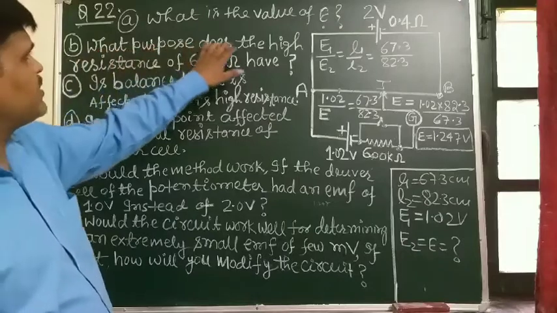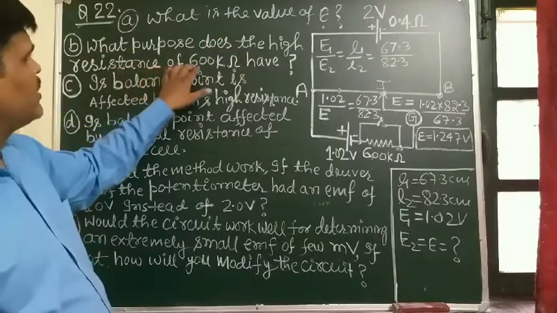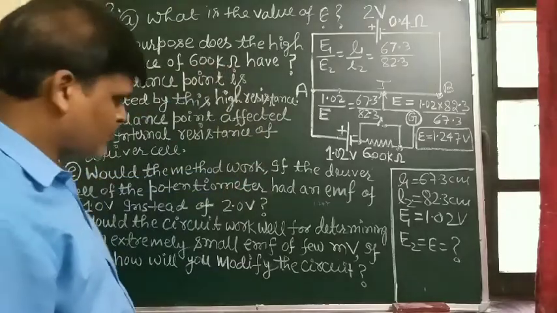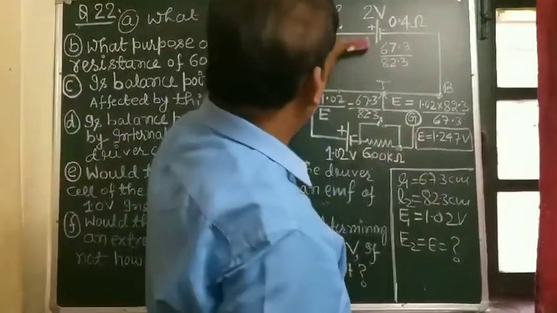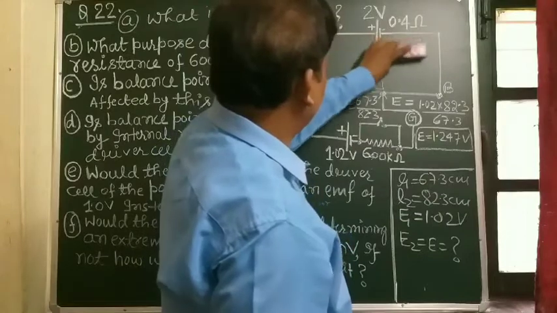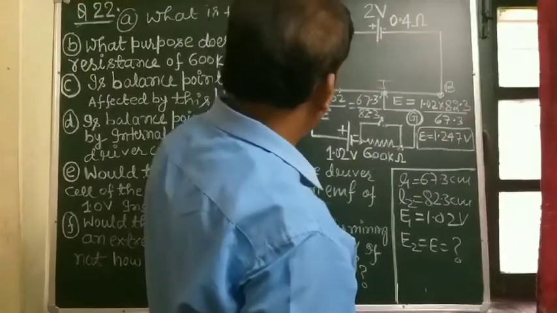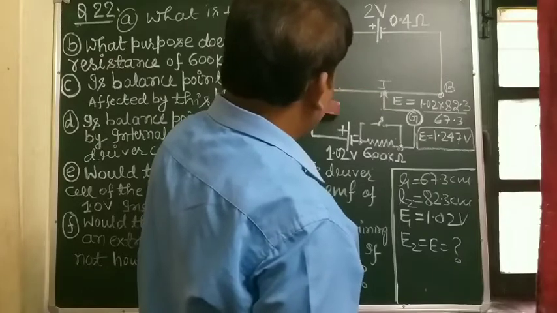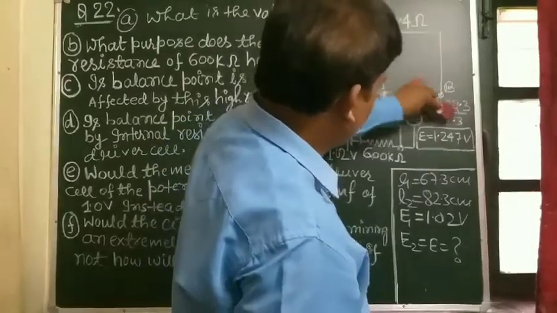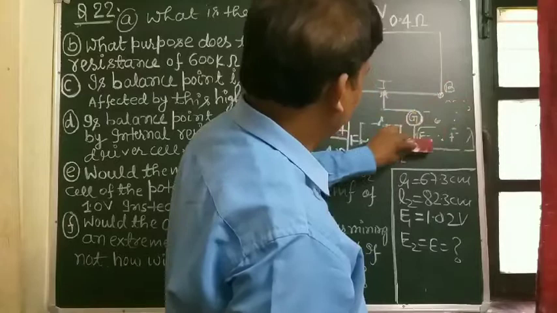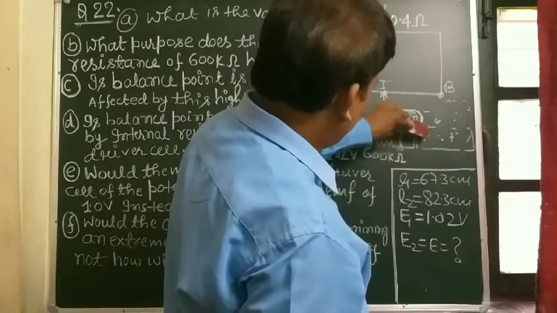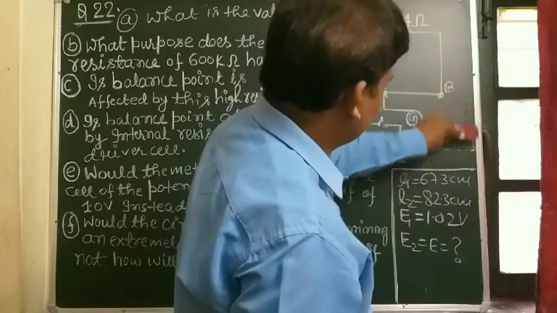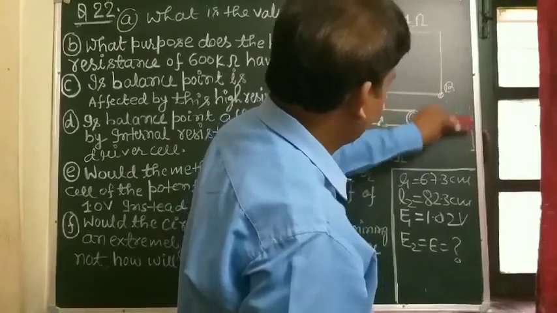Students, the second question: what purpose does the high resistance of 600 kilo ohm have? Why do we use a resistance of 600 kilo ohm in series with a galvanometer? You know that a galvanometer is a very sensitive device. For microampere current flowing through a galvanometer, a large scale deflection is produced.